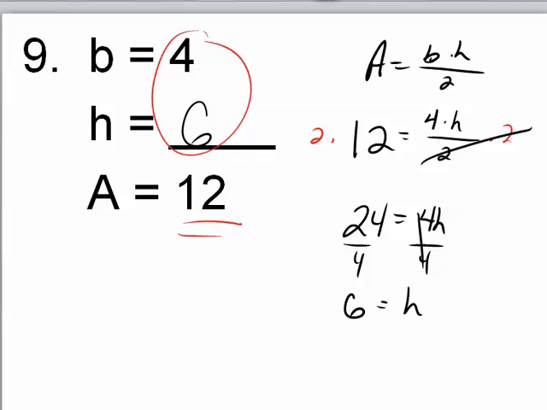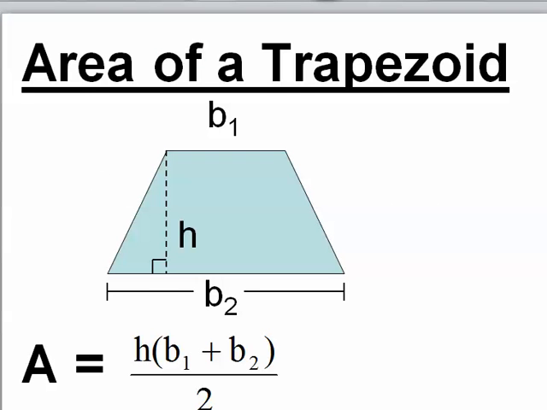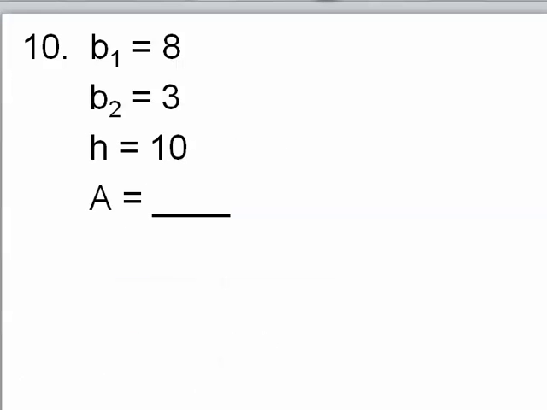Following that formula, we know that the area of a triangle is base times height divided by 2. The area of a trapezoid is similar to this, but there are 2 bases. There are those opposite bases that are parallel. So this is the quantity of base 1 plus base 2 times height divided by 2. So I have to add up the bases, multiply by the height, and divide by 2. Let's look at an example.